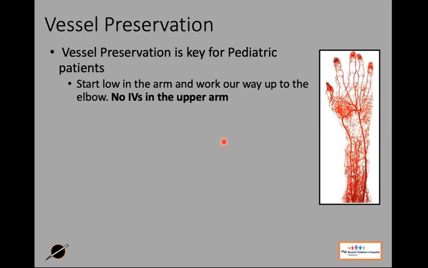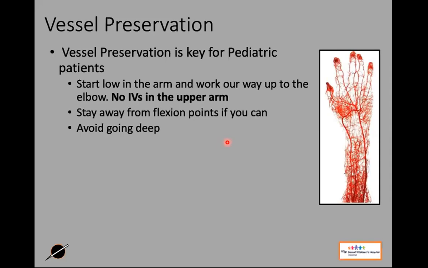We're not going to go in the upper arm, okay? A couple different reasons, we want to save those for later on in life. In the adult world, we love going higher up in the arm, the nice big healthy blood vessels that haven't been used and abused. We want to stay away from flexion points, and we want to avoid going deep. Okay, and I'll talk about what deep means a little bit later on in the lecture. When we go up here in the arm, they're nice big blood vessels, but we also have arteries running in close proximity to our veins, along with those nerves that we want to try and avoid. And like I said, we're going to stay away from the nerves.